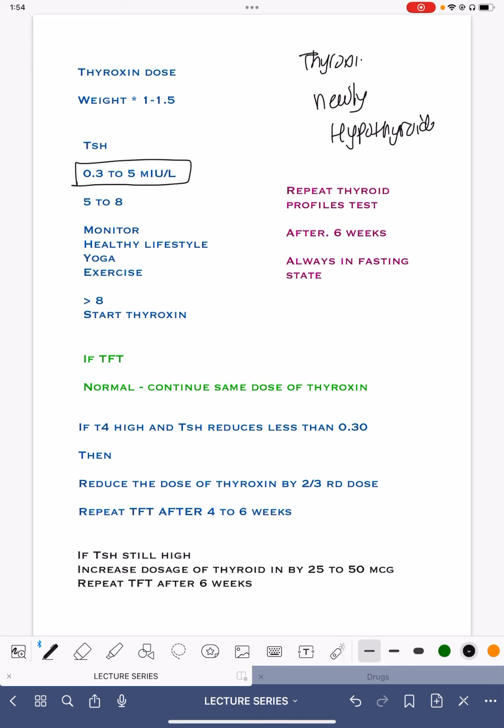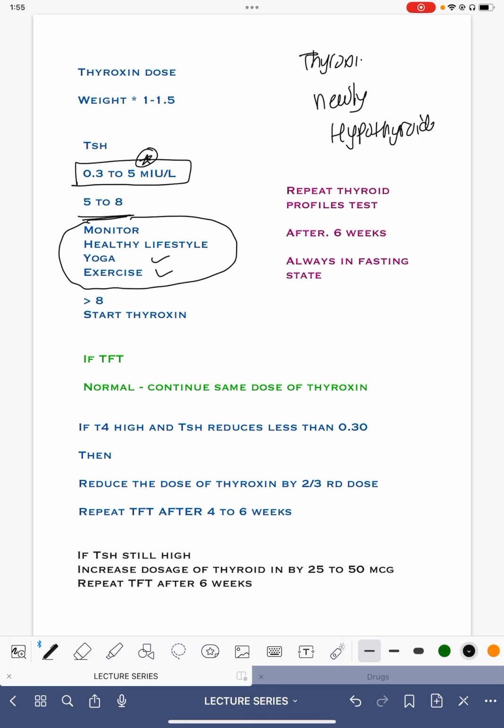So, if it is between 5 to 8, and if the anti-TPO antibodies are negative, or if the patient does not have any symptoms, we can simply monitor. We can ask the patient to have a healthy lifestyle, do physical activities, yoga, and repeat the thyroid function test after 1.5 months. If it reduces to less than 5, the patient does not need treatment.